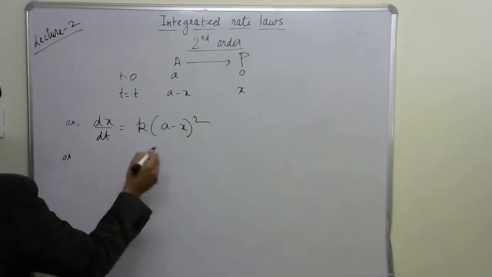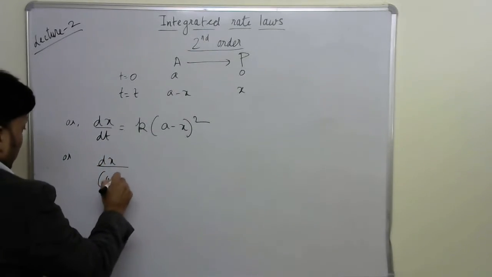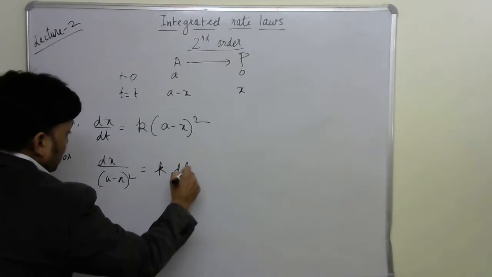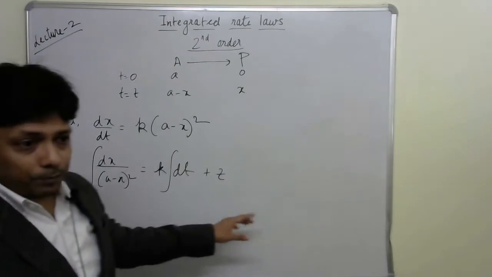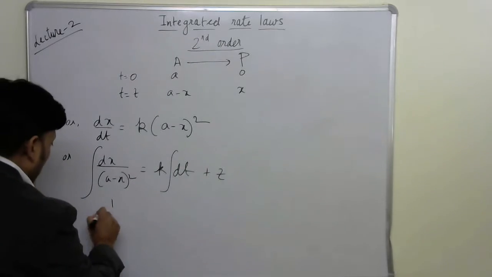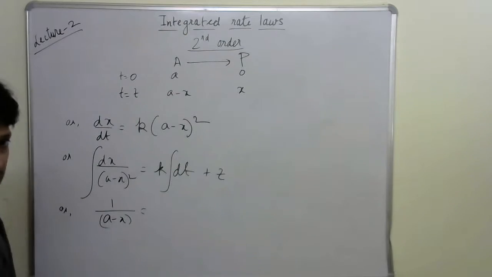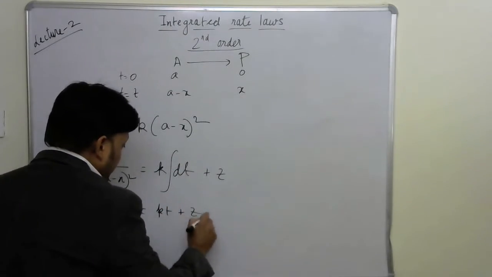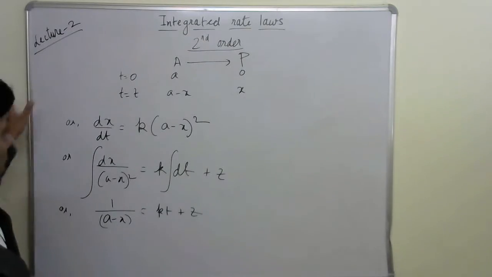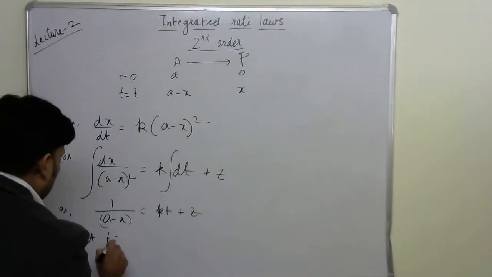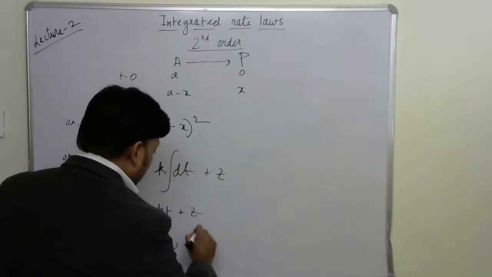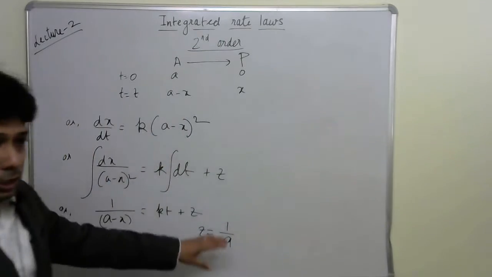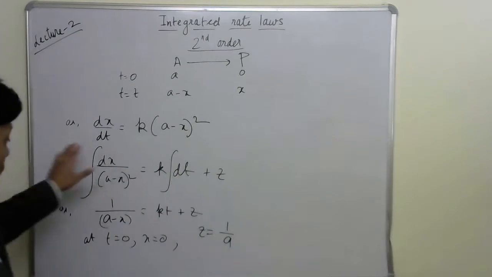So now we have to integrate the above equation. So dx over (a minus x) whole square is equal to k dt. Of course, we have to integrate that with the constant of integration z. If we integrate that, we get 1 over (a minus x) equal to kt plus z. So we have to find the value of z exactly the same way as before, by putting x equal to 0 at t equal to 0. We can easily find that the value of z is 1 over a.